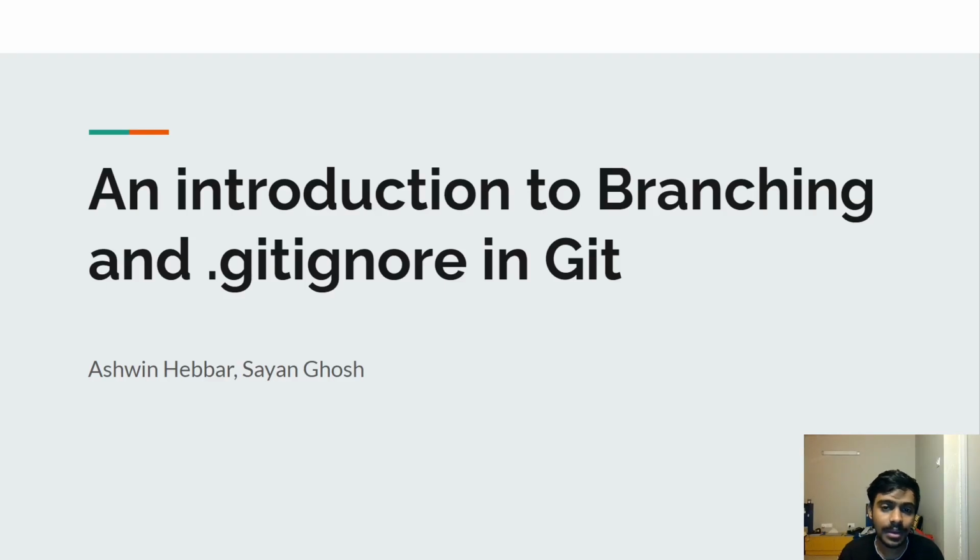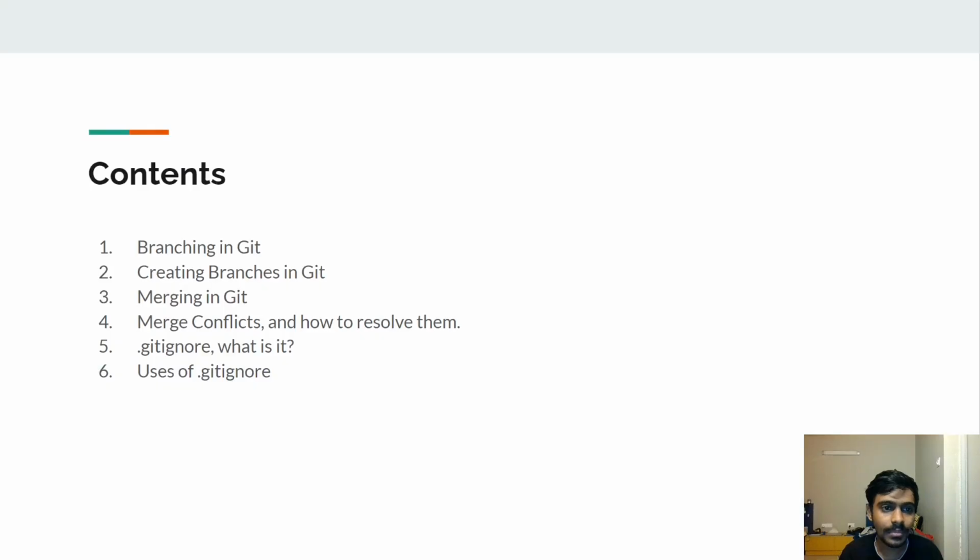Hi everyone. In this video, we'll be looking at a brief introduction to branching and Gitignore in Git. These are the contents for this video. We'll be looking at branching, creating branches, merging. We'll also be looking at a quick introduction to merge conflicts. We'll also be looking at what is Gitignore and the uses of Gitignore.